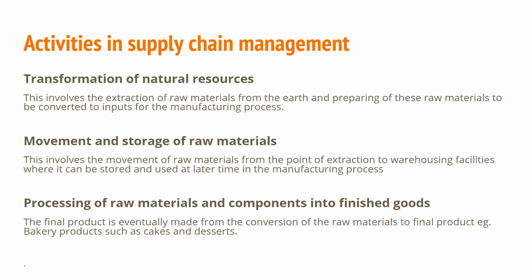As the name implies, you're looking at the supply side of things, right? So transformation of natural resources: here we're looking at the extraction of raw materials from the earth, preparing these raw materials so we can convert them to inputs for the manufacturing process. If we look at, let's say, a jam or jelly factory, they're looking at acquiring whatever fruits they're going to be using to make the product, which is jam. So let's say they are doing guava jam, they're going to be getting the natural resources from the farmers, and then what is the process involved in collecting these raw materials and starting to move them towards processing. That leads us into movement and storage of raw materials, obviously. So this is taking it from the point of extraction, which would be the farm in this example, to our warehousing facility.